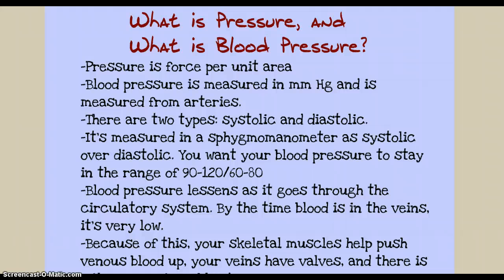And blood pressure is actually measured from the arteries because the pressure in the capillaries and the veins is a lot lower compared to the arteries. And there are 2 types of blood pressure, systolic and diastolic. If you remember from the last video, systolic means pertaining to contraction, and diastolic means pertaining to relaxation.